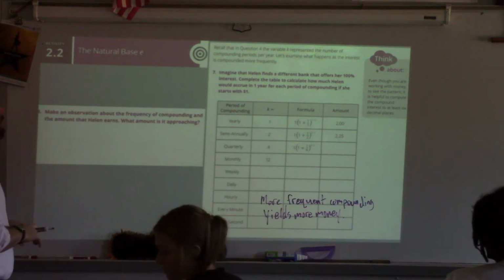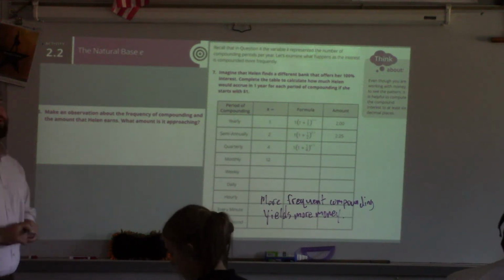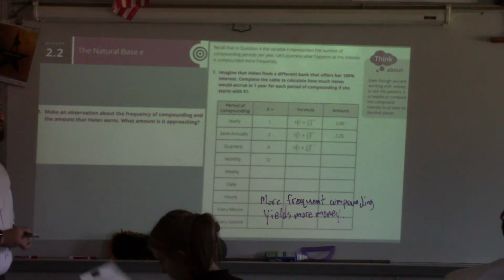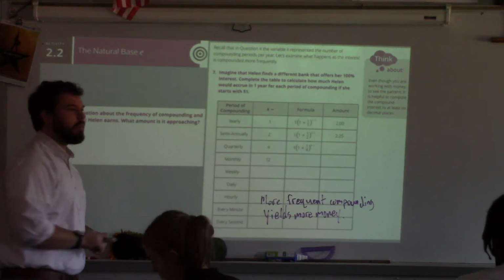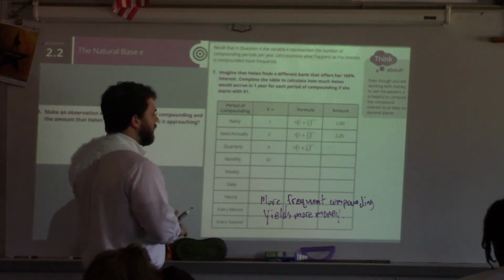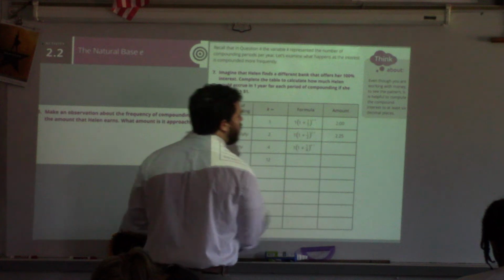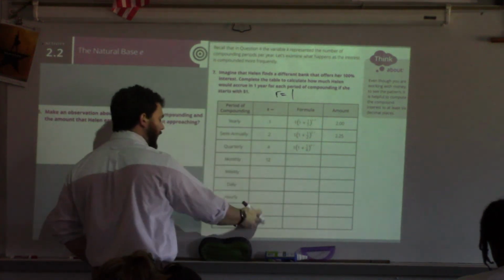But we need to stay on this map. So number 7, imagine that Helen finds a different bank that offers her 100% interest. Is that realistic? Heck no. But it'd be nice, and it's going to help us discover an important mathematical principle. So notice how we have 100% interest, R is equal to 1 for every single one of these formulas, and we have a different K every single time.